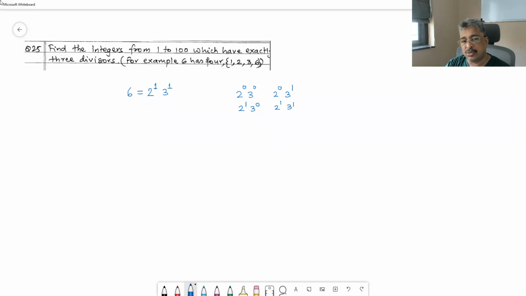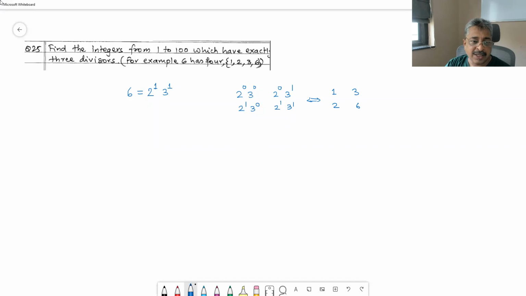2 raised to 0, 3 raised to 0; 2 raised to 0, 3 raised to 1. If we see these numbers, the first number is 1, the second number is 3, the third number is 2, the fourth number is 6. Okay, let us take some other example.